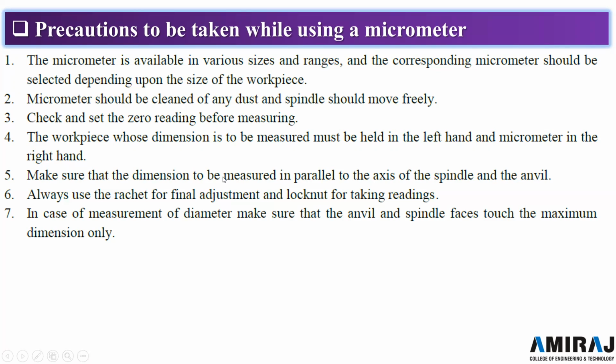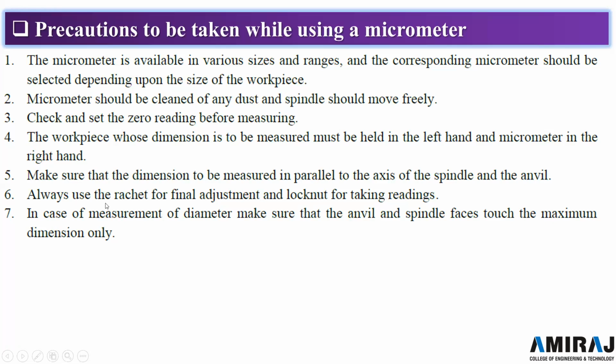Another one is to make sure that the dimension to be measured is parallel to the axis of the spindle and anvil. Next thing we have to make sure is that the dimension to be measured is parallel to the axis of the spindle and anvil. If they become inclined, there will be a possibility of error to a certain extent.